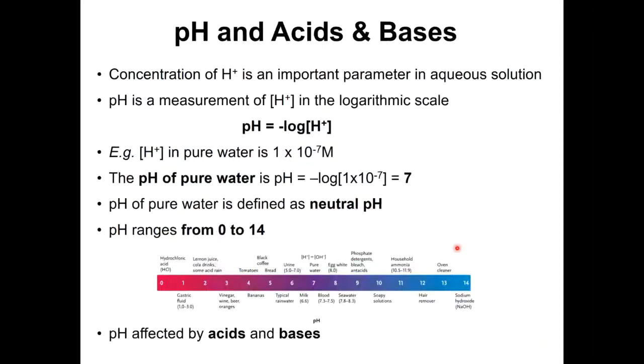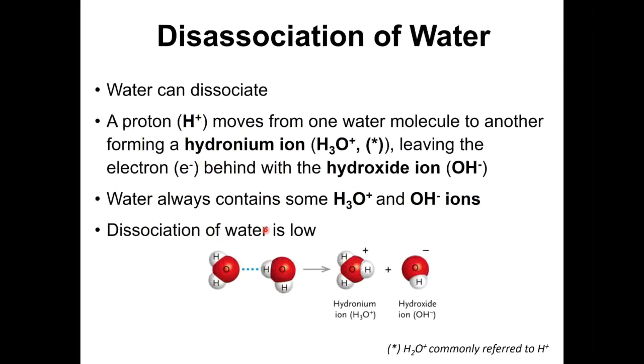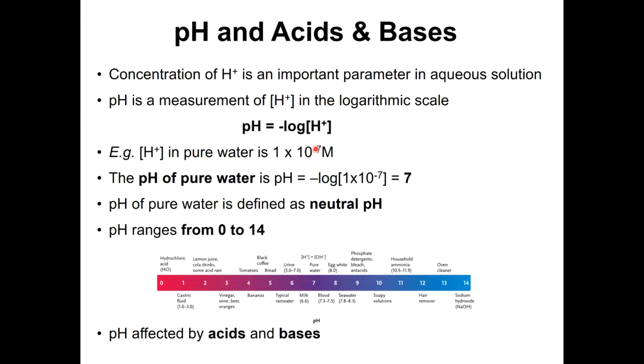Now, the measurement of the concentration of these hydronium ions or protons in the solution is referred to as the pH. It could be measured in molarity, but this will give you very small numbers. For example, this is the concentration of hydrogen ions in pure water, which corresponds to the dissociation of water. I say it's very low. In fact, the concentration of protons found in pure water is 10 to the minus 7 molar. We haven't talked about molarity yet, but take it as a very, very small value. So it's 0.000, and so on, 1 molar.